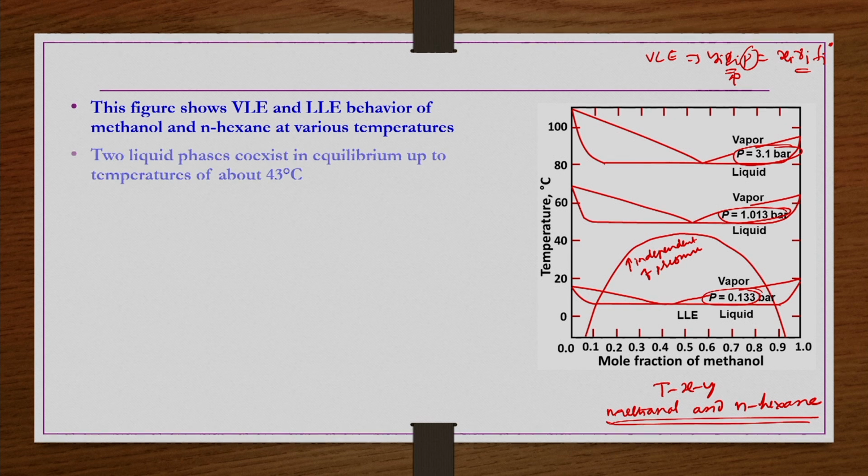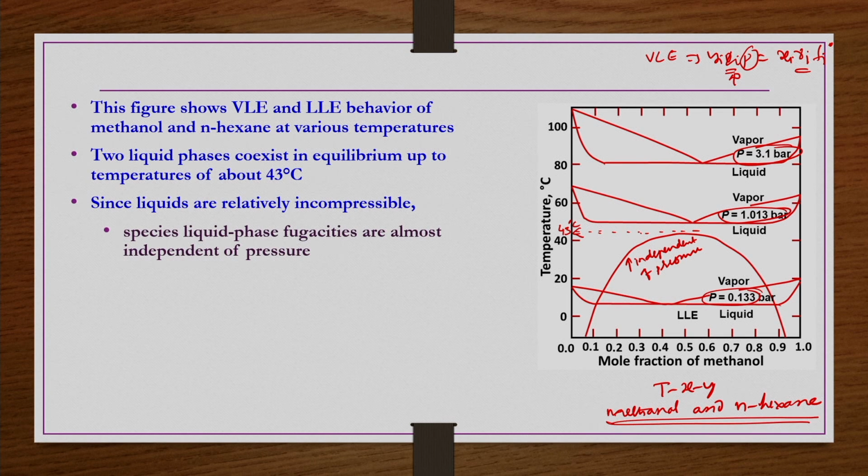So, two liquid phases coexist in equilibrium up to a temperature of about 43 degrees centigrade. This is the upper consolute temperature, something around 43 degrees centigrade. Below that we have an LLE, where two liquid phases are coexisting. Since liquids are relatively incompressible, as I said, liquid phase fugacities are almost independent of pressure. Thus, LLE behavior is essentially independent of pressure.